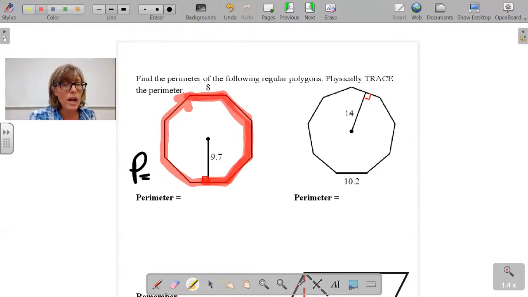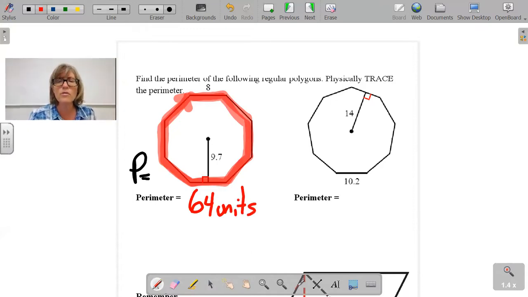So we walk it around. Our perimeter is going to be 8 times 8, in this case 64. If you're not given any units, perimeter is singular units. So we're just going to write 64 units. Here, again, physically trace, count.